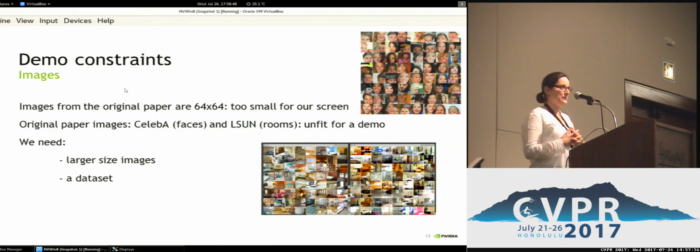We had constraints. The screen we were going to use was basically a gigantic 4K screen. The DCGAN paper is 64 by 64, all those images are 64 by 64. That's extremely small, so we wanted something slightly bigger. So we said, how about we try 128 by 128? That shouldn't be so hard. That was our first mistake. The original paper uses the CelebA faces and the LSUN room faces. It was relatively unfit for a demo for us.